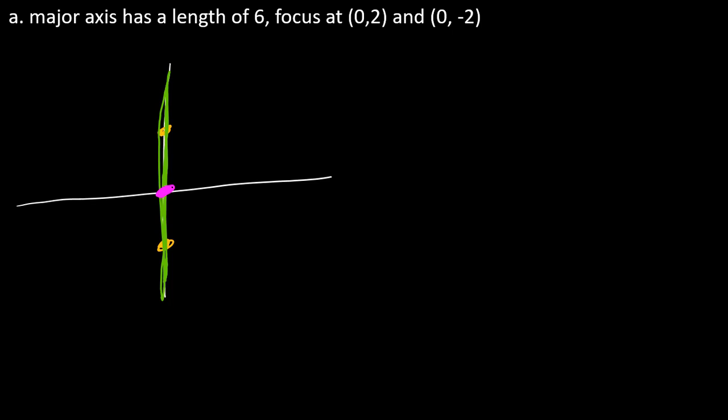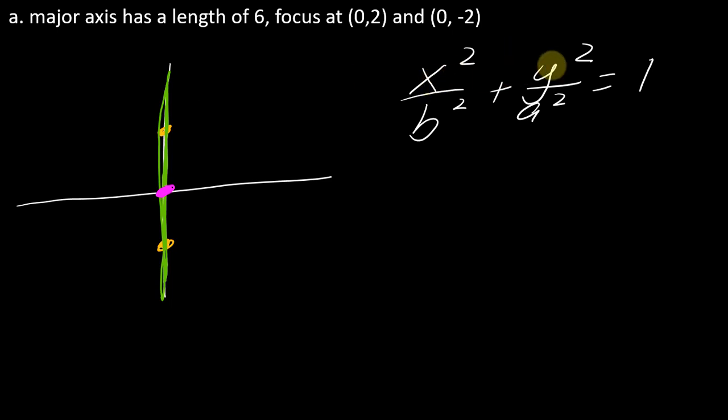So I can already tell a lot about this ellipse in that it's going to have the form x squared over b squared plus y squared over a squared equals 1. Notice this reflects that I've got the center (0, 0), and the major axis is going to fall in line with the y-axis. If the major axis has a length of 6, then from the center to the end would be half of 6, which is 3. So my a is equal to 3.